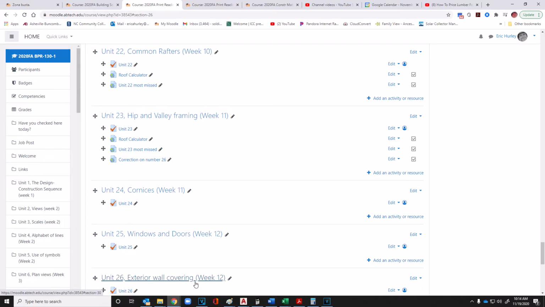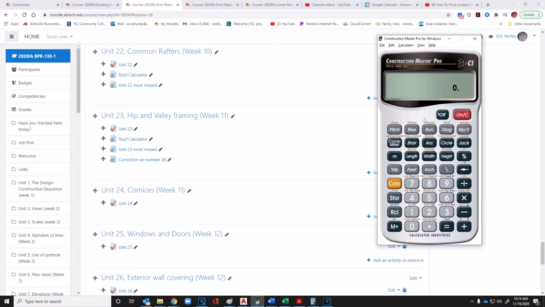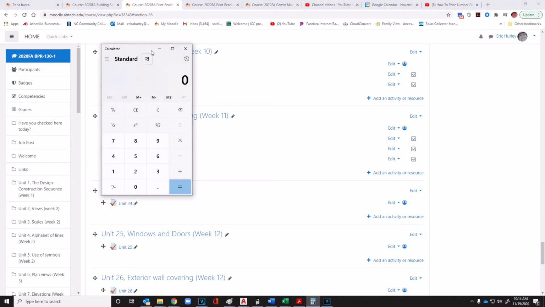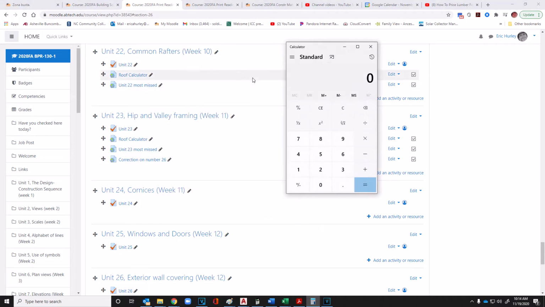Okay guys, so I have been asked to explain to you how to figure out your rafters using the longhand method. In other words, I'm not going to be using the construction calculator, but instead I'm going to be using the regular calculator. And so using the regular calculator, you need to make sure that your calculator has squared and square root on it.